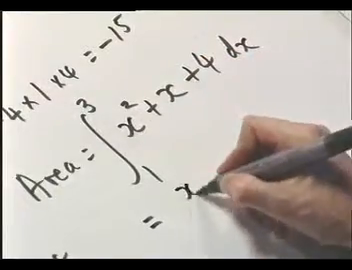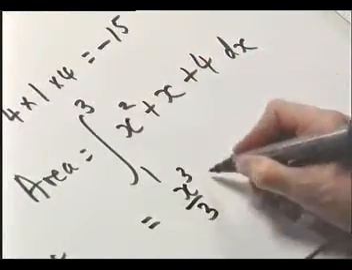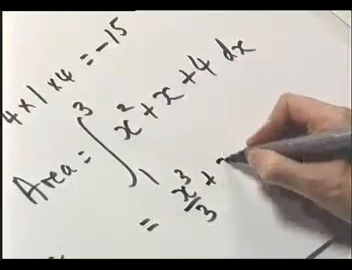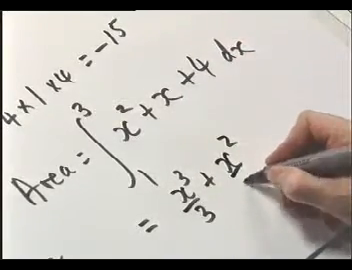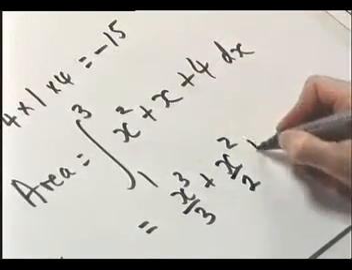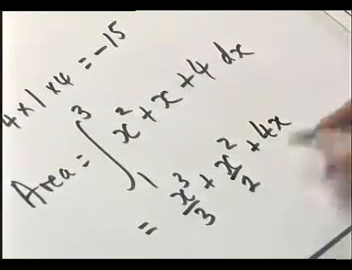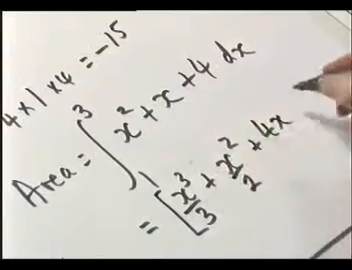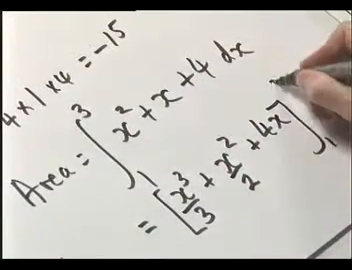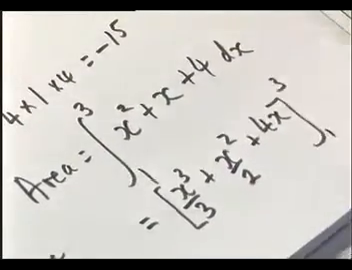Integrating each of these, add 1 to the index and divide by the new index. Same again there. And then 4 is 4x when we integrate it. And this is to be evaluated between 1 and 3. So let's just turn this over.